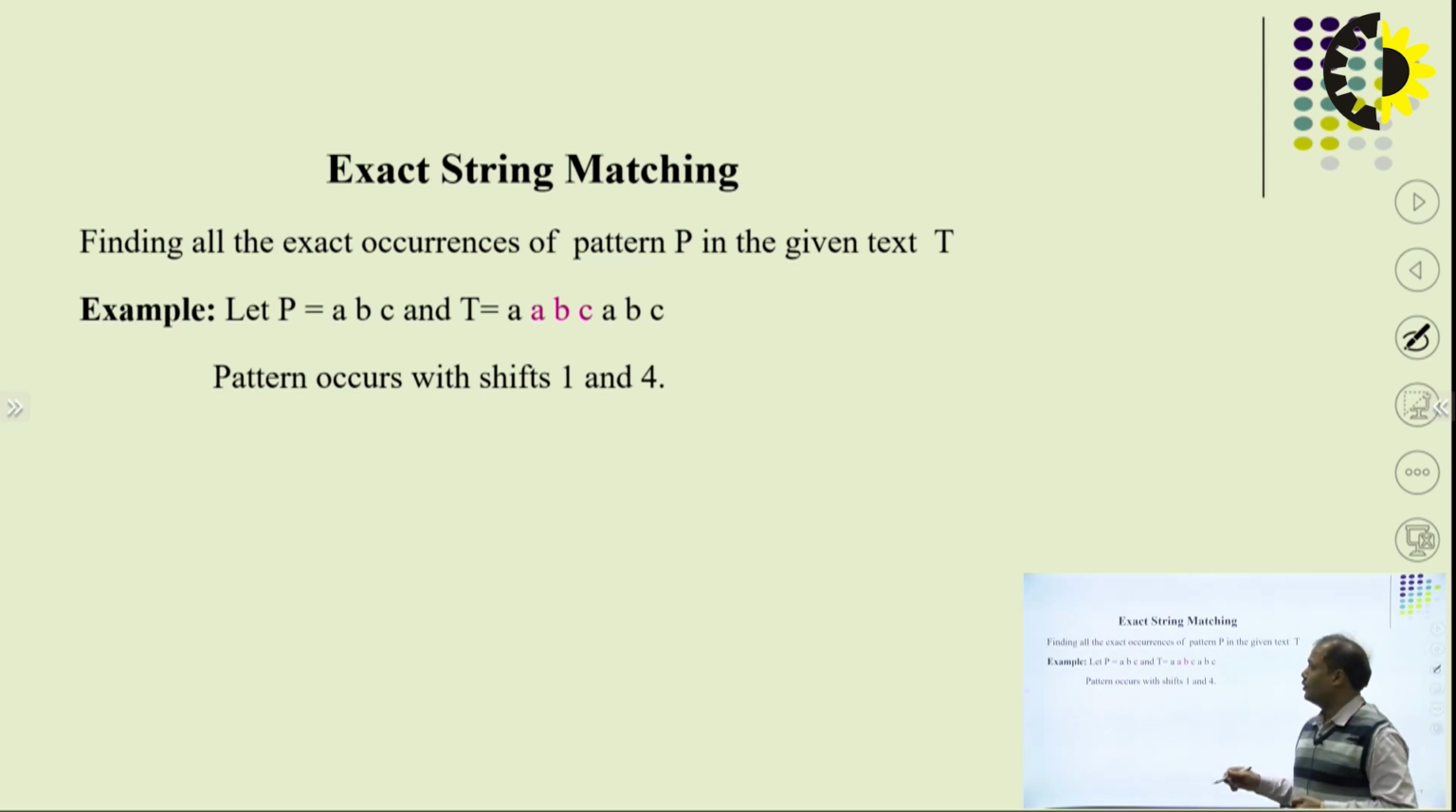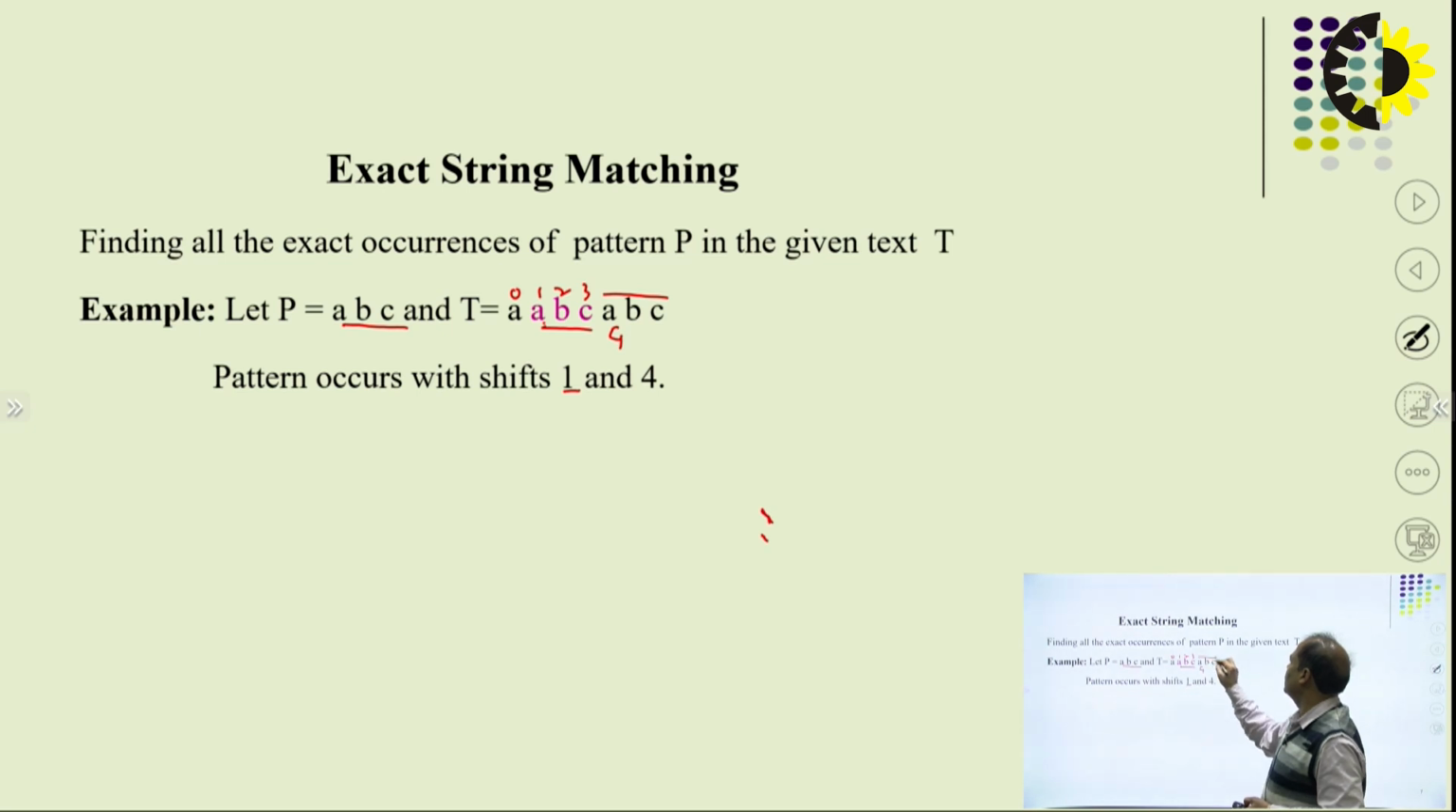So, what is exact string matching? In exact string matching, we are finding the pattern inside the text without any error. For example, consider the pattern ABC. We can see that it occurs over here and over here. So we can say the pattern occurs with a shift, taking 0, then 1, then 2, then 3. The shift is 1 starting from here, and another shift is 4 starting from here.